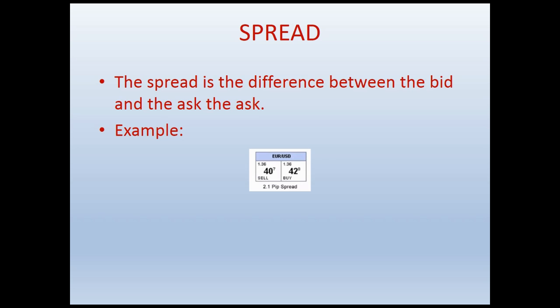Example is this picture that I have here of Euro dollar, from that 40 and that 42. You see the difference is 2, which is 2.1 pips, because we also have that 40 to the power 7, 42 to the power 8, something like that. So don't think too deep about that. Don't try to confuse yourself. Keep it simple. 40 minus 42 is 2 pips difference in between, which is the difference between the bid and the ask.